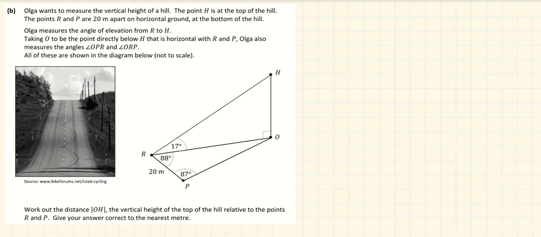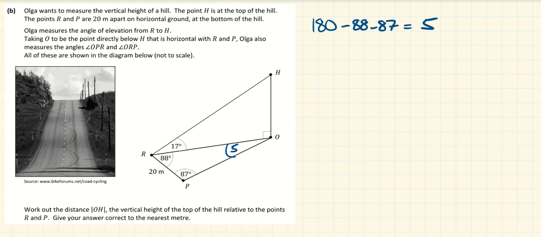So let's just look at the diagram. We want the distance OH. So this is what's important to get. Okay, so there's a few things we're going to need on this. So we've got a triangle with two angles. So let's find our missing angle here first. So we'll do 180 minus 88 minus 87. And that leaves that angle as 5 degrees. So it's obviously not to scale because it looks a lot bigger than 5 degrees.